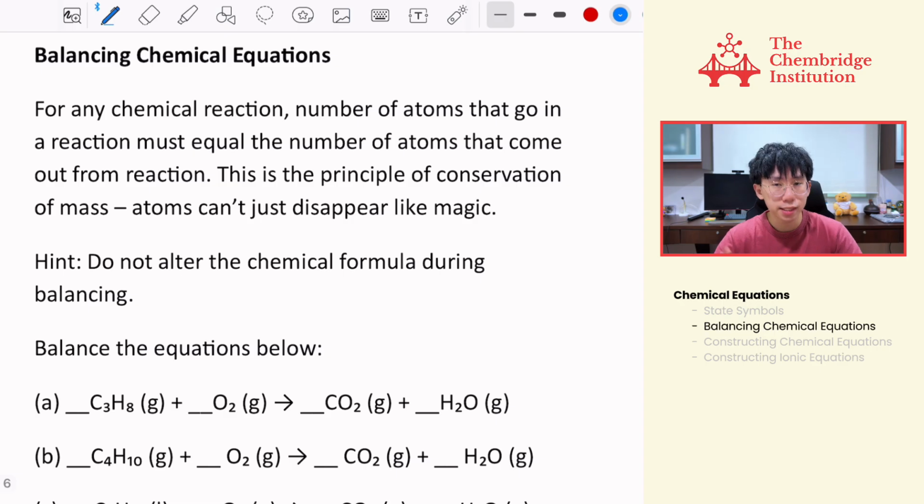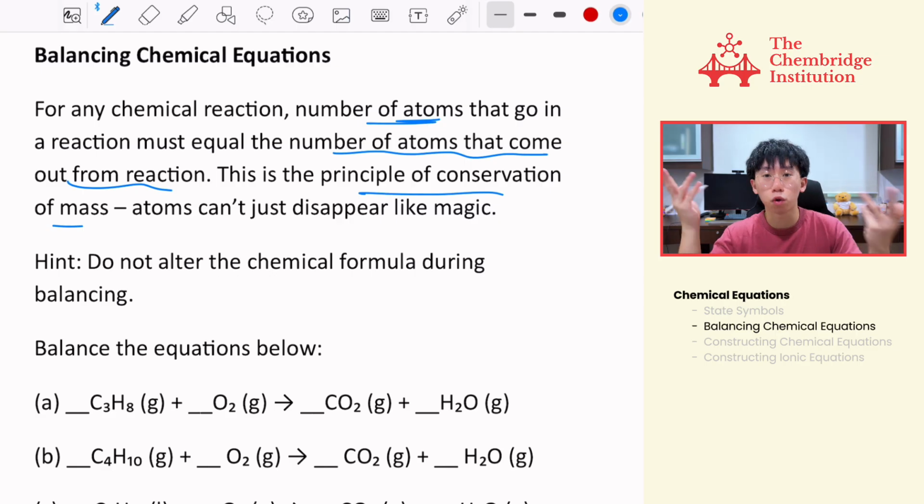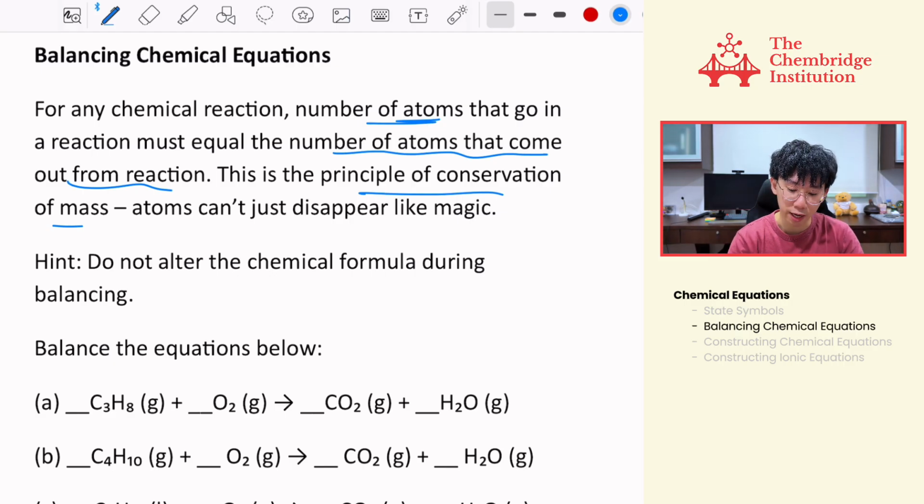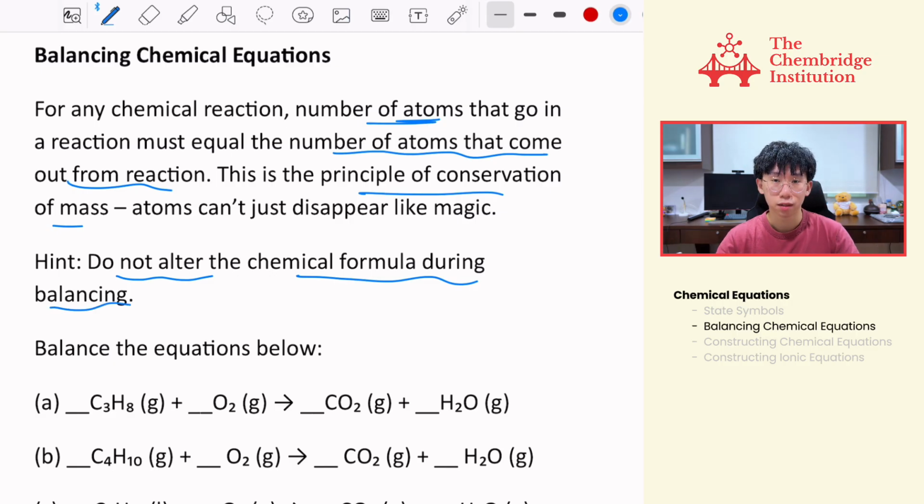Okay, so for balancing chemical equations, for any chemical reaction, you must understand that the number of atoms that go into a reaction must equal the number of atoms that come out of the reaction. This is what we call the principle of conservation of mass. Atoms just can't disappear like magic, or appear out of nowhere. Whatever goes into a reaction must come out of the reaction. So the hint is to not alter the chemical formula during balancing.